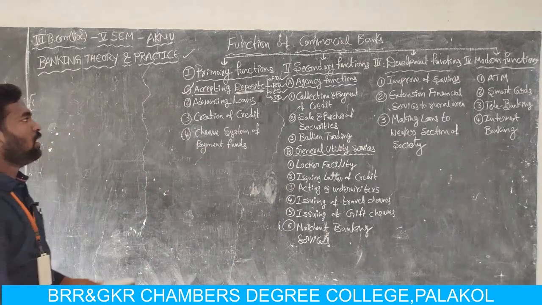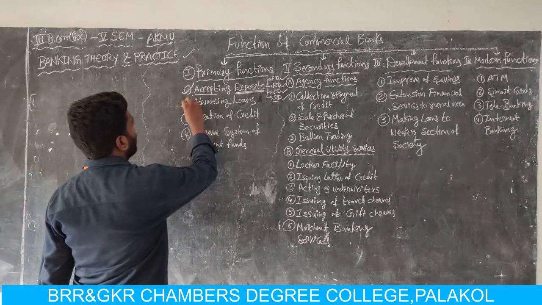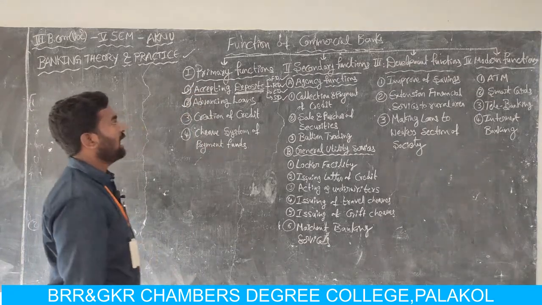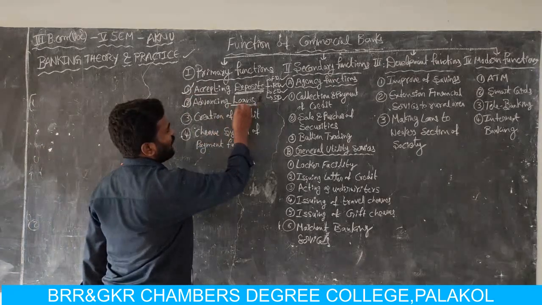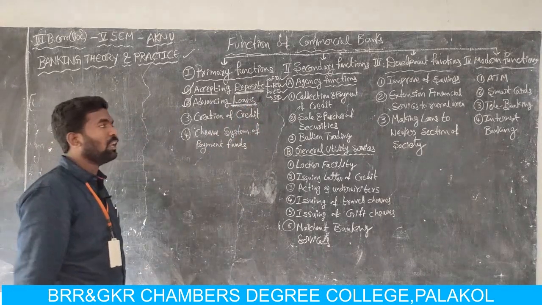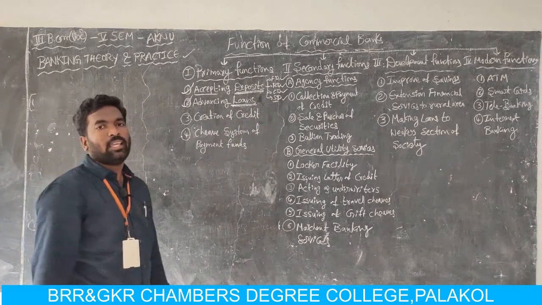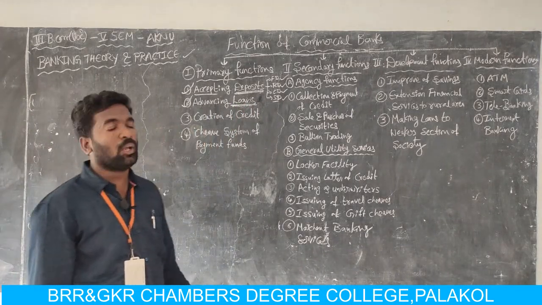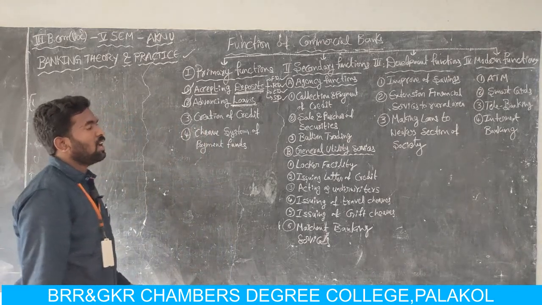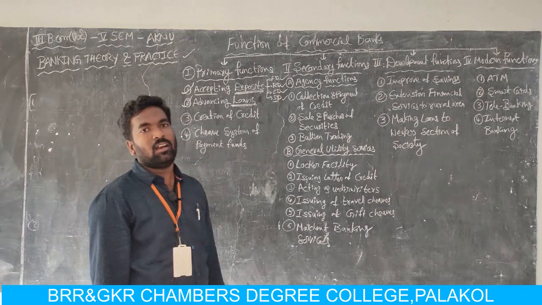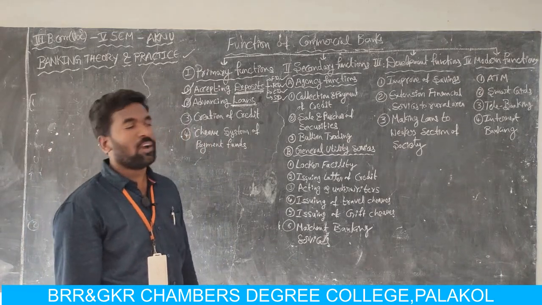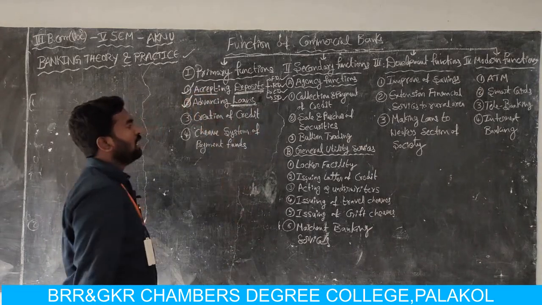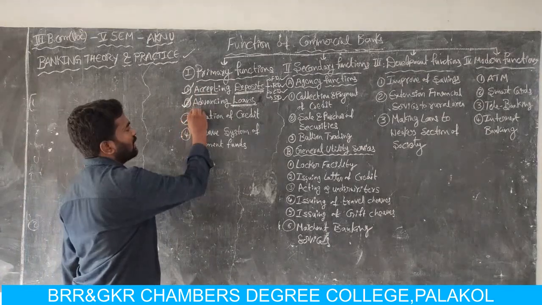Okay, next one, advancing loans. Banks give term loans to those who need them. It is only secured loans. Loans are given to every organization, industry, or person, but banks compulsorily need security for the loan. So that is advancing loans.